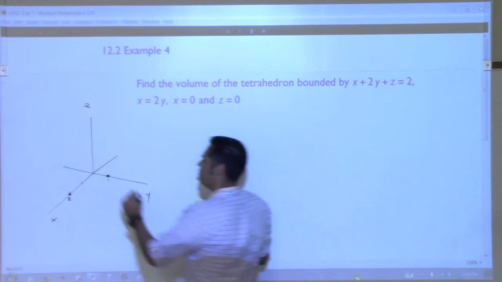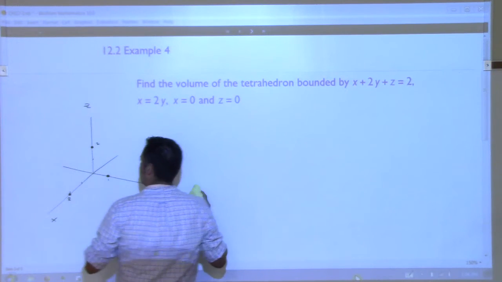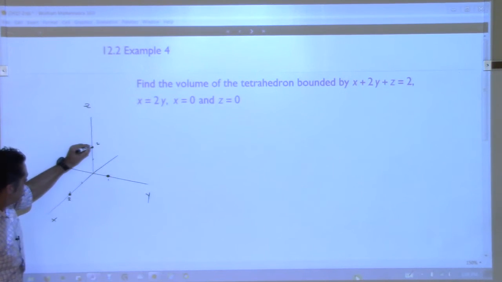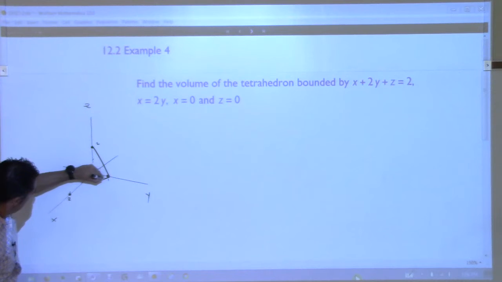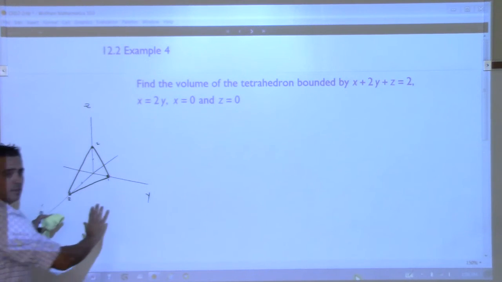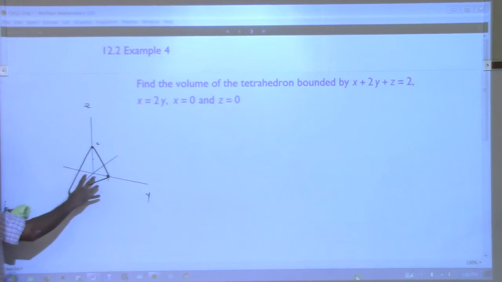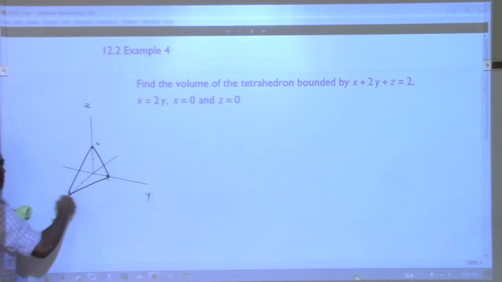So we go up 2. There's 2. We have another point. And so you can imagine, I hope, that there is a plane that goes through those 3 points. Now that plane extends in every direction, doesn't it? It keeps going out in every direction, but that's a good way of representing it with that little triangle.